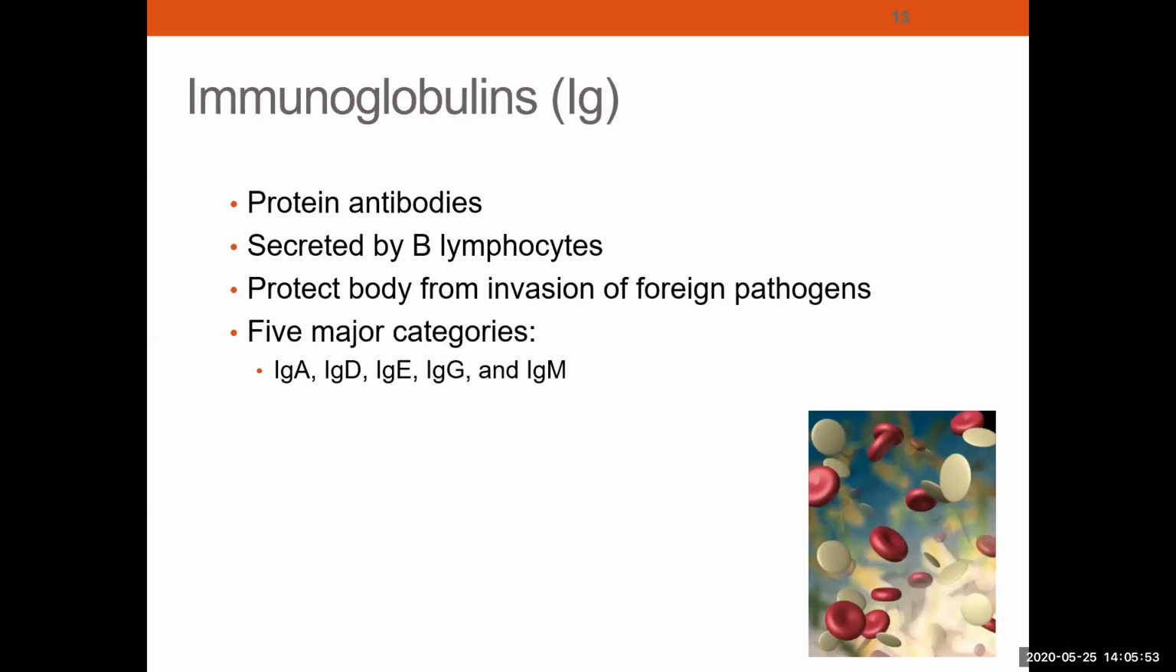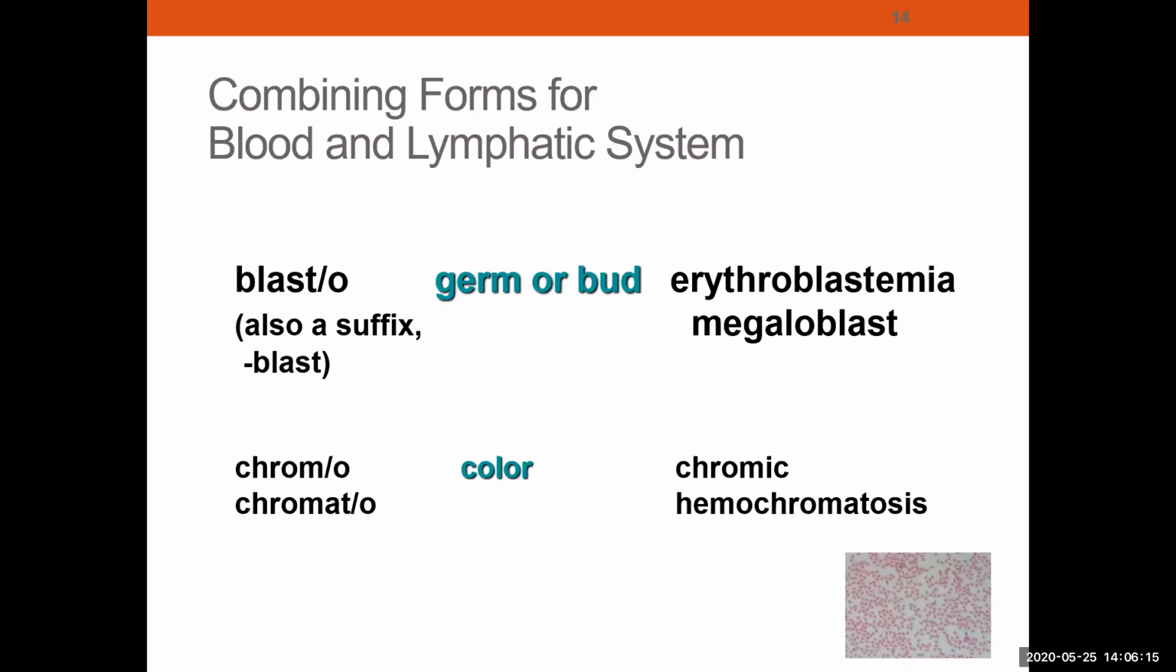When we look at immunoglobulins, IGs, they're protein antibodies. They're secreted by the B lymphocytes, and they protect the body from invasion of foreign pathogens. We have 5 major categories: IgA, IgD, IgE, IgG, and IgM. So often somebody that's lacking immunity will have an IgG infusion to pump up their antibodies.